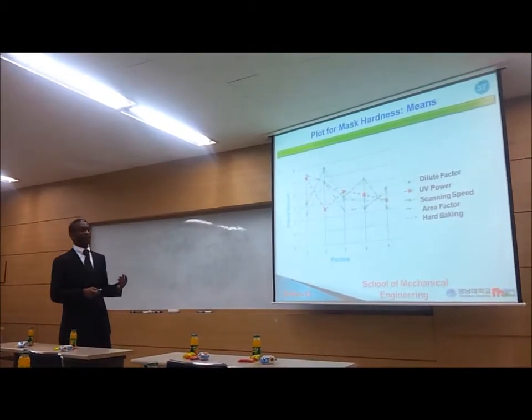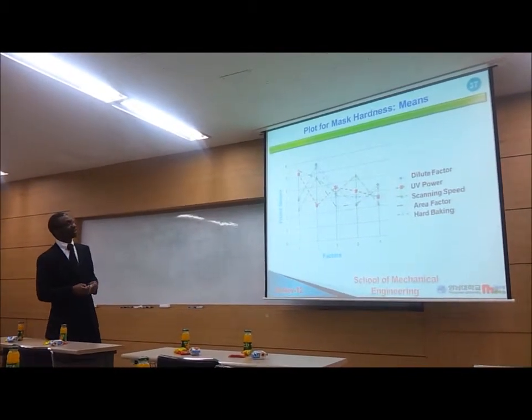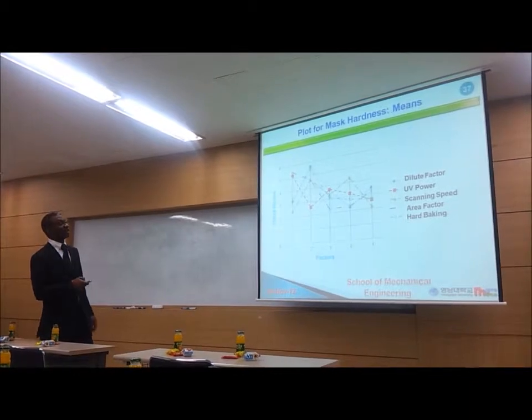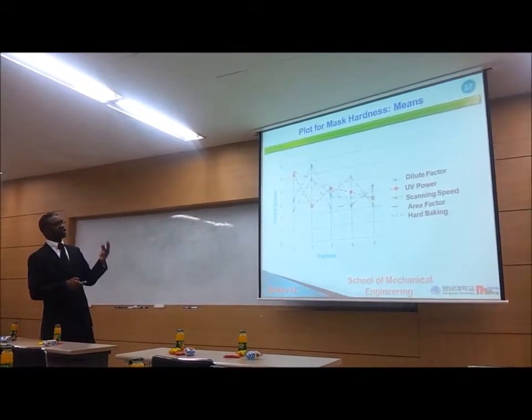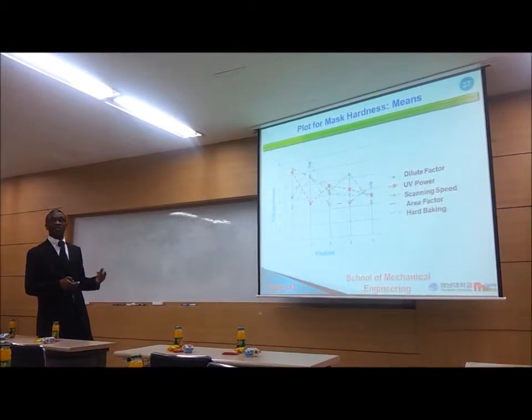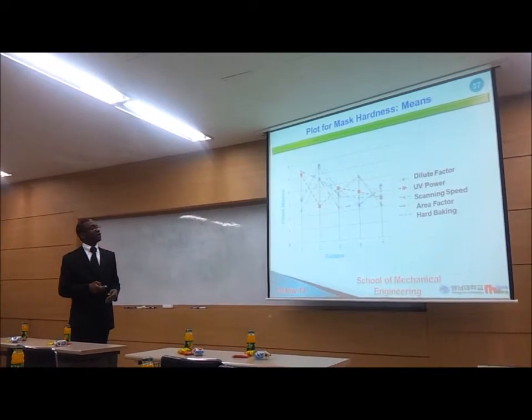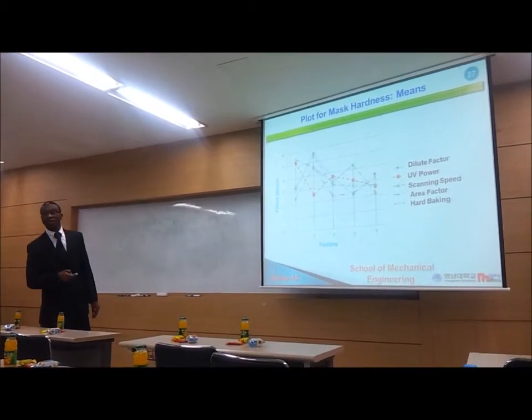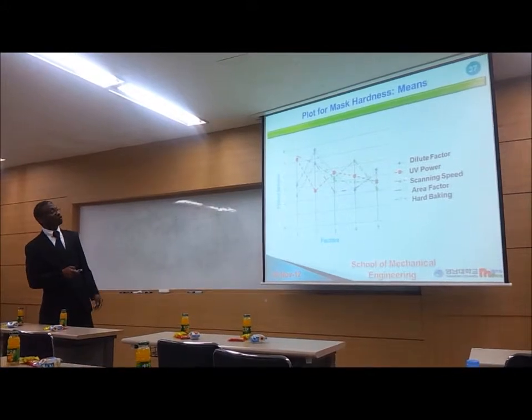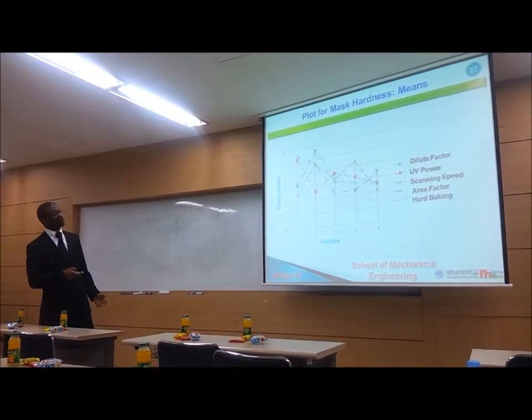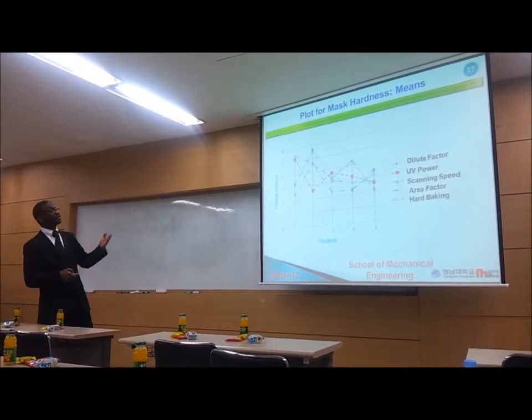Then, even if I have seen it is affecting, I have to see the relationship between the parameters, to see if only area factor is a good parameter when we were fabricating. But I realized even other parameters like UV power, scanning speed, and hard baking are affecting.